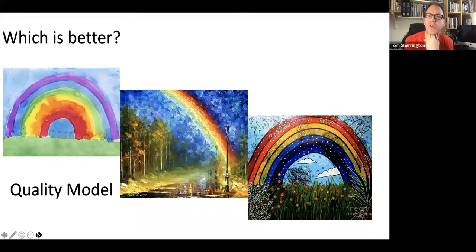How do we describe to children how to improve their work? I often use this in my CPD. Which of these is a better picture? Well, we could debate them. We wouldn't all agree, especially the ones on the right there. We wouldn't all agree which one was the better rainbow picture, even if that's a legitimate concept.